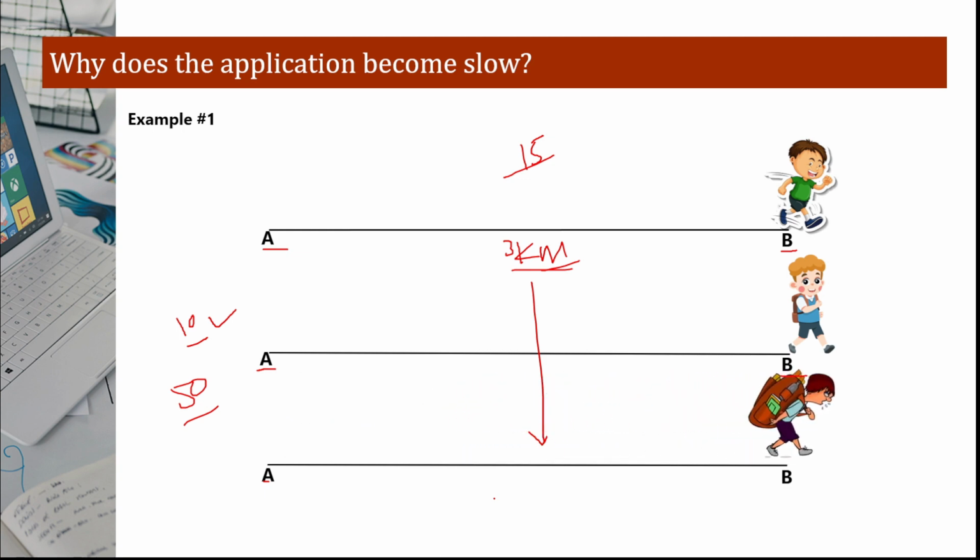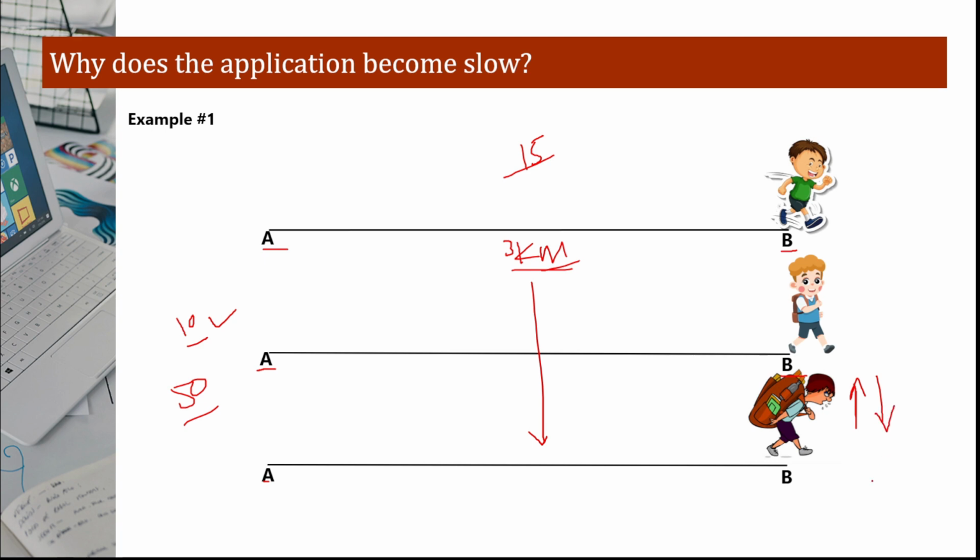No, for sure, because the load is heavy. It's a lot of load that you're carrying with you, and now you're trying to go from point A to point B, which is 3 kilometers far. So you're not sure if you can reach within 15 minutes or not. Possibly no, right? Because what happened here is the load has been increased. And when the load is increased, your performance is decreased.